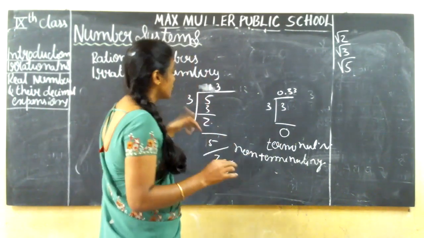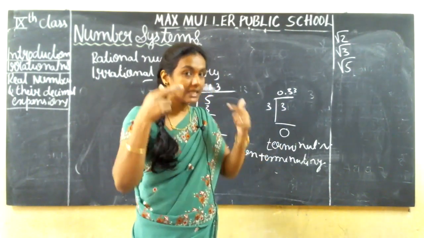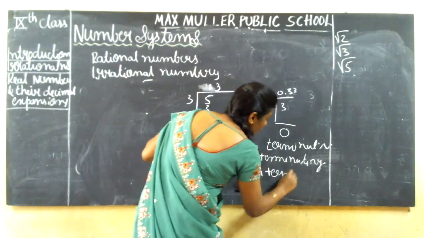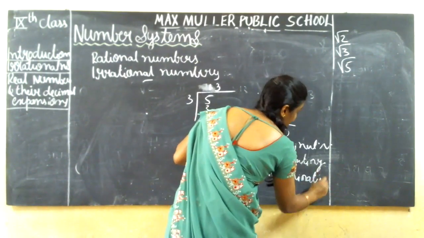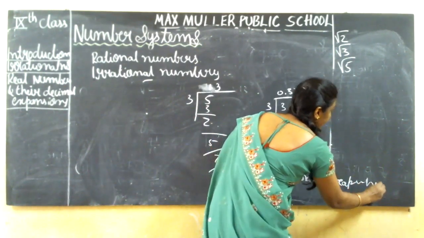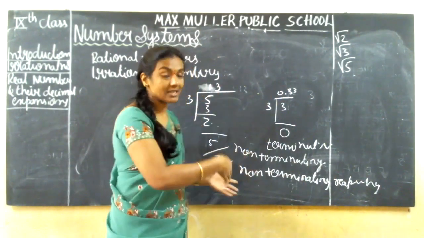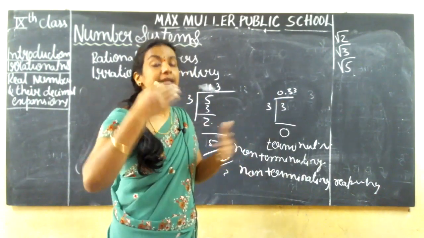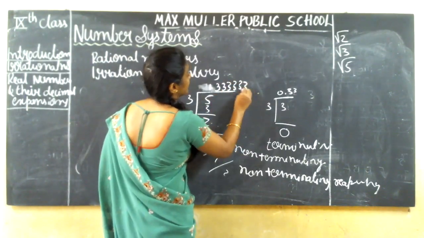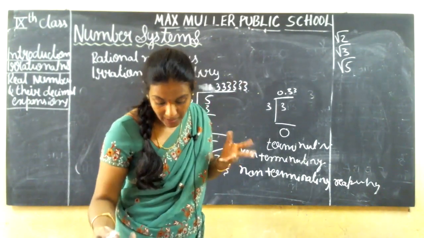Next, non-terminating and recurring, or repeating. You can use any word. What does it mean? Non-terminating means you are not getting a 0 in the remainder place. And recurring or repeating means you keep on getting the same digit. The best example for that is 10 by 3.